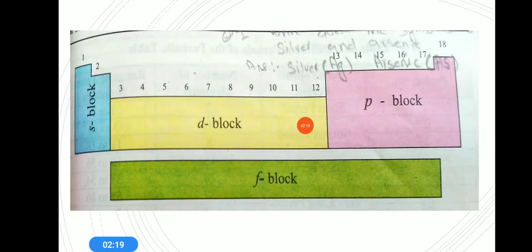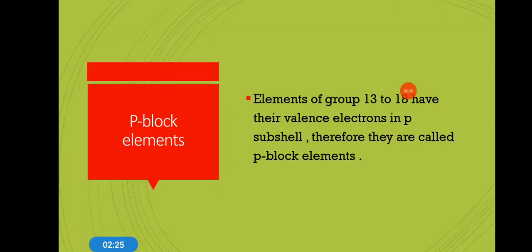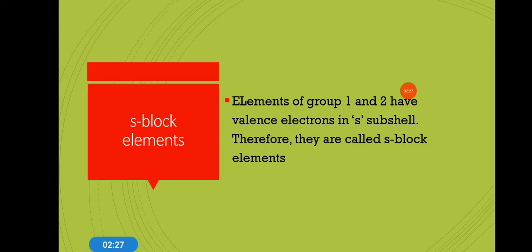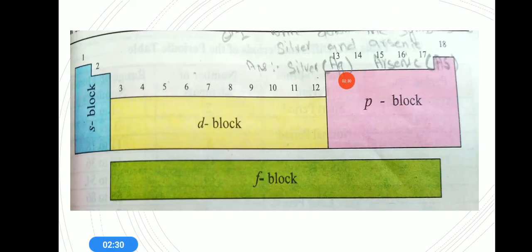Similarly, some non-metals and noble gases are the P block elements. P block contains groups 13, 14, 15, 16, 17 and 18. So these all are P block elements and this block is called P block. And there are 2 rows at the bottom of the periodic table which are called lanthanide and actinide series, which we will discuss tomorrow. So these 2 series are F block elements because their last electron is present in the F subshell.